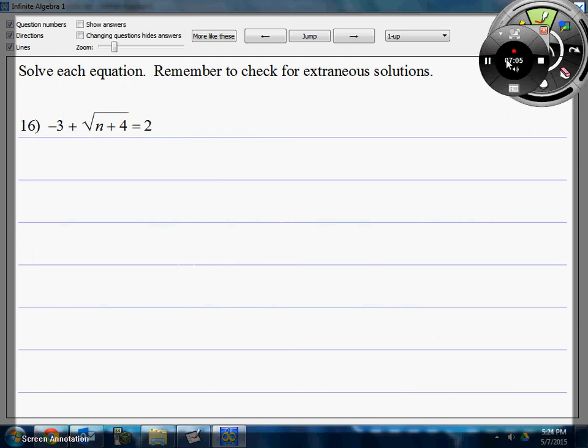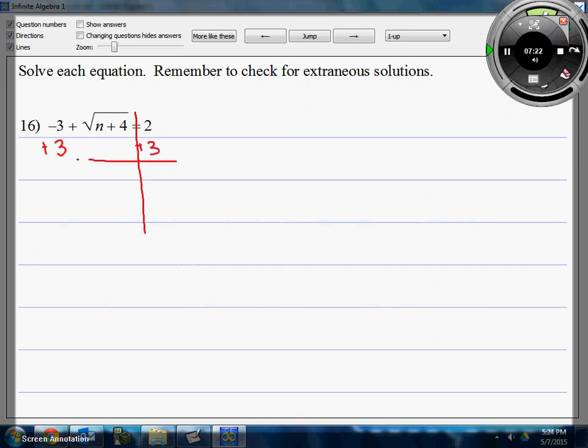Okay, I'm going to do number 16. Now, remember when we were solving the equations, we squared both sides. If I were to square this right now, I still have a negative 3 over here. I need to get rid of that negative 3 first. So I'm going to get the radical by itself. So I'm going to add 3 to both sides. And I have the square root of n plus 4 is equal to 5. Now the radical's by itself, so now I can square it.